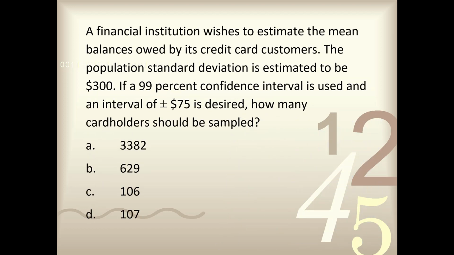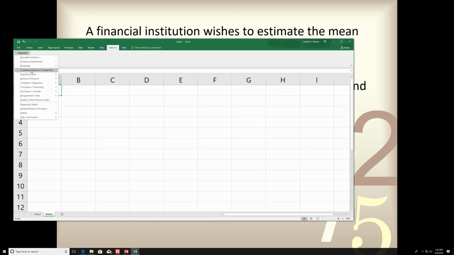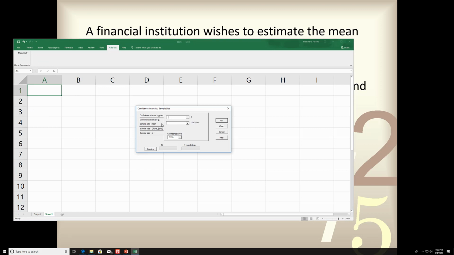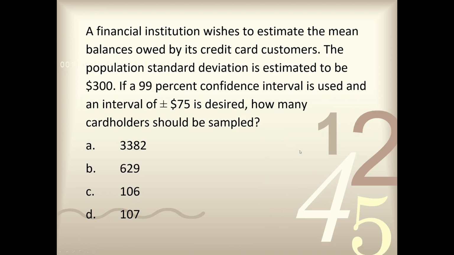Okay, let's go to Megastat. We've got an error of 75, 99% confidence, and the estimate of standard deviation is 300. Let's just go to a clean sheet. Megastat, confidence interval, sample size. We're going back to sample size mean problems, and we can see the error was 75. Confidence was 99. And my standard deviation estimate was $300. Okay, so 107 should be my sample, at least 107. So D would be the answer there.